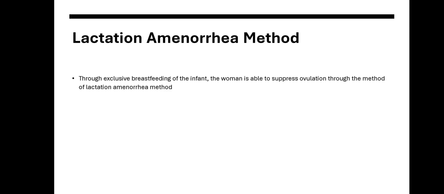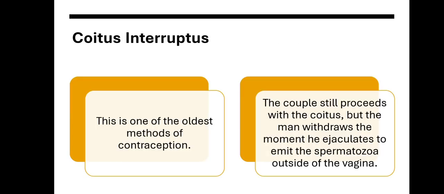Lactation amenorrhea method. Through exclusive breastfeeding of the infant, the woman is able to suppress ovulation through the lactation amenorrhea method. Coitus interruptus. This is one of the oldest methods of contraception. The couple still proceeds with the coitus, but the man withdraws the moment he ejaculates to emit the spermatozoa outside of the vagina.